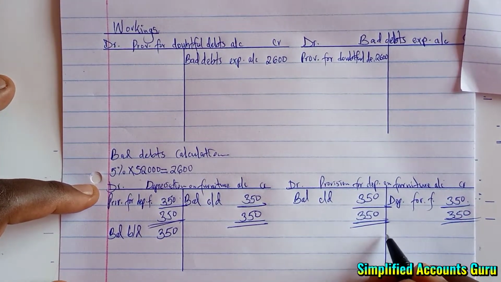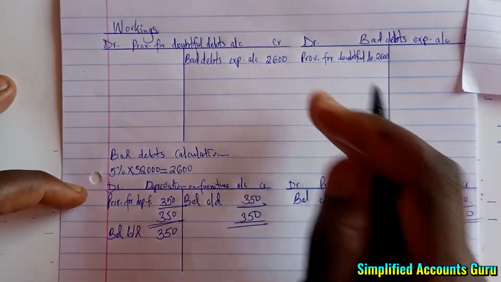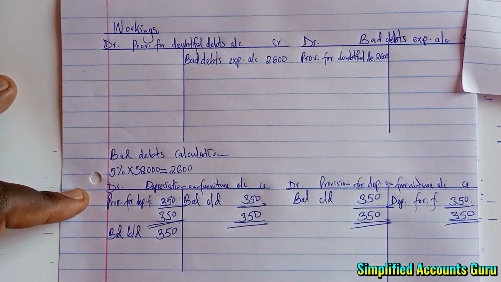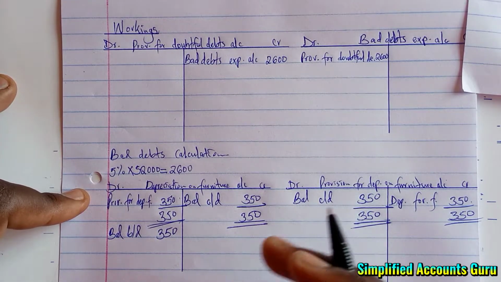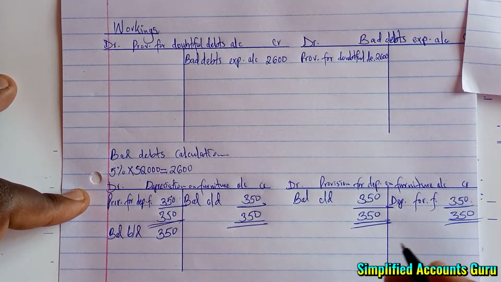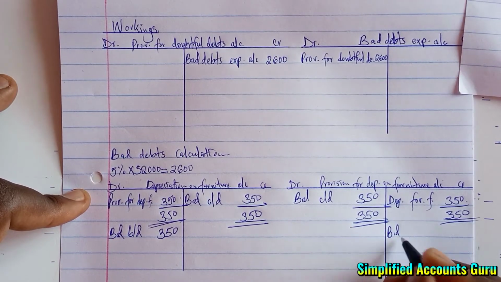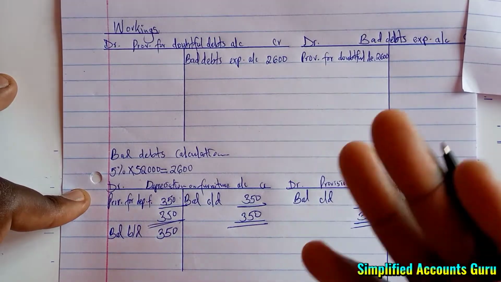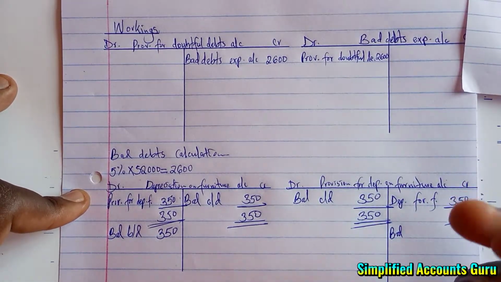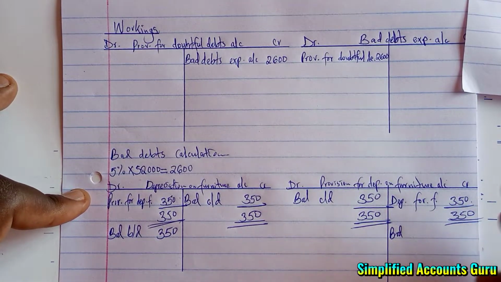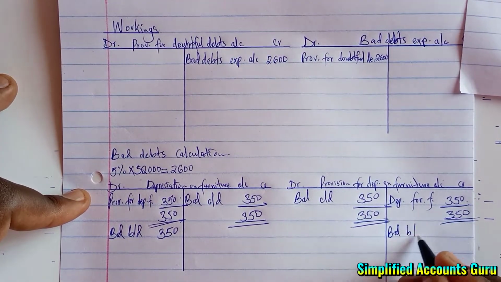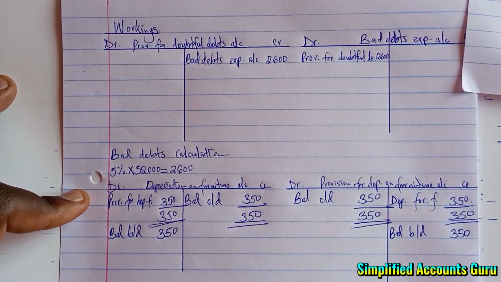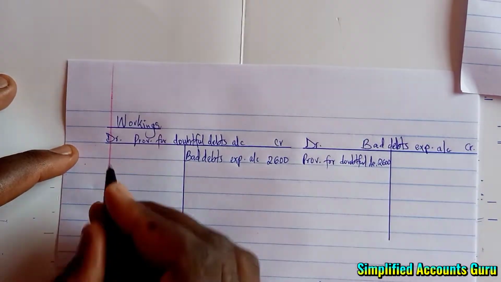I must admit that there are several ways of doing these entries that we've had here, but the most appropriate one that takes you stepwise is the one that we have adopted here. So don't be confused when you get another book talking about something different. It is just the same thing as long as you are coming to the same answer. So here we have balance brought down, $350.